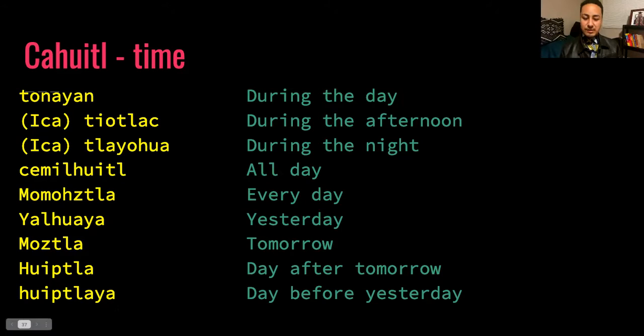I know these are a little bit confusing, but if you can remember that in huitlaya, this ya means it already happened. And that's one of the translations of ya, like in Spanish, ya pasó. Nahuatl also uses the word ya for already. So huitlaya is easier to remember if you just think, oh, it already happened, huitlaya, versus huitla hasn't happened yet.